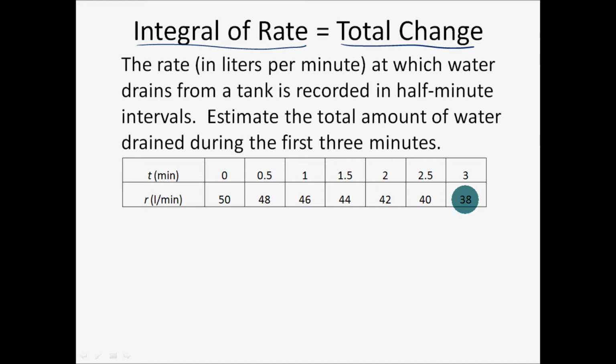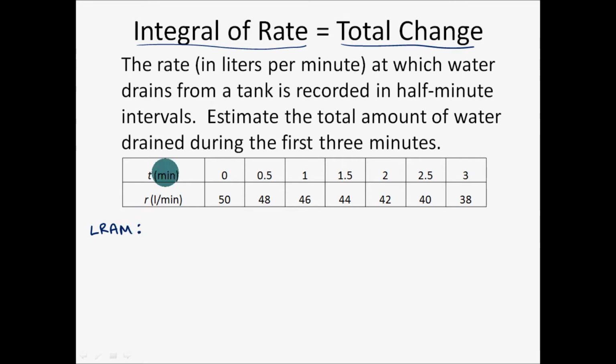Okay, so let's give this problem a read though. The rate in liters per minute at which water drains from a tank is recorded in half-minute intervals. So this is the rate at which water drains out of a tank. Estimate the total amount of water drained during those first 3 minutes. That means find the area underneath, right? Find the integral. But in this case, we're going to use the table to estimate the area underneath. So we're going to do LRAM and RRAM. Do LRAM first. Remember, that's the left rectangle approximation method.